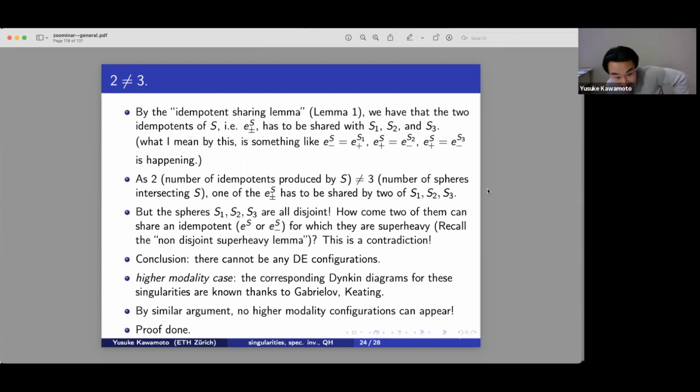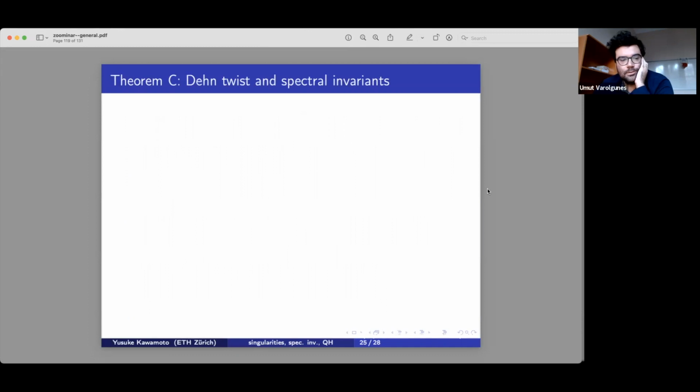I actually deleted the slide where I explained that. Roughly speaking, by combining the idempotent sharing lemma and the non-disjoint superheaviness lemma, you can find disjoint spheres according to the idempotents that you want to talk about. So I think I get the idea. Okay, good. Yeah, well, thank you. I'm sorry. No, it's good.